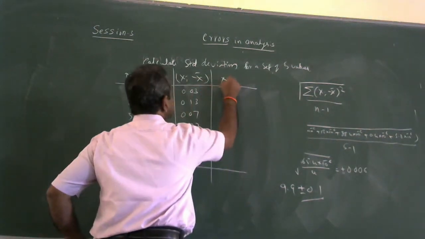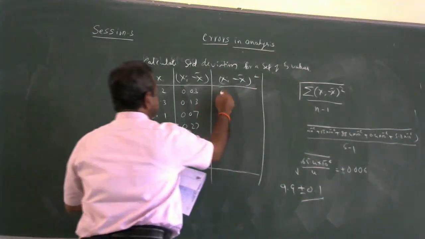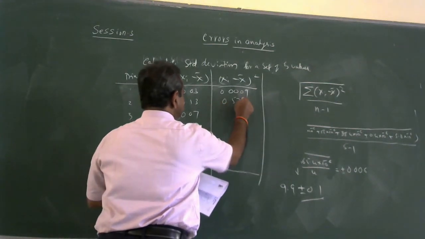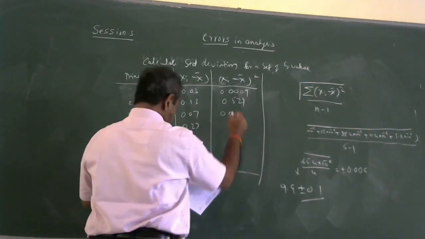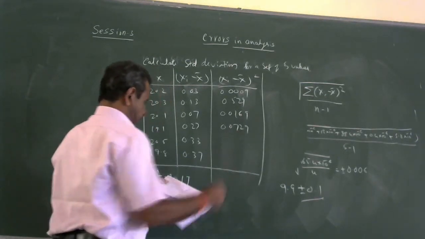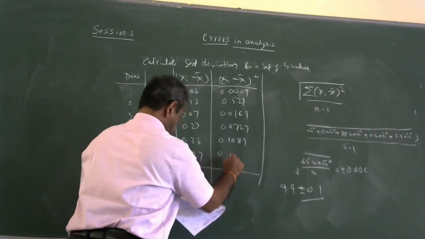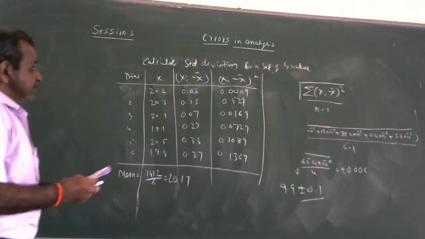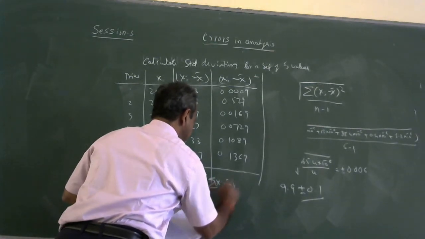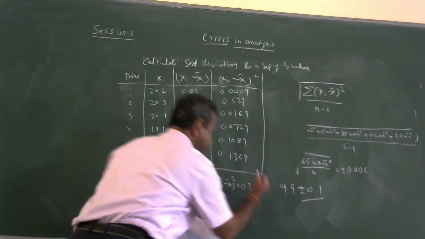Then the next step is to square them. It comes around 0.59. This is 0.0169, 0.0729, 0.1089, and 0.1386. Then it is the sum, sigma of (xi minus x bar) squared. It comes out to 0.3943.